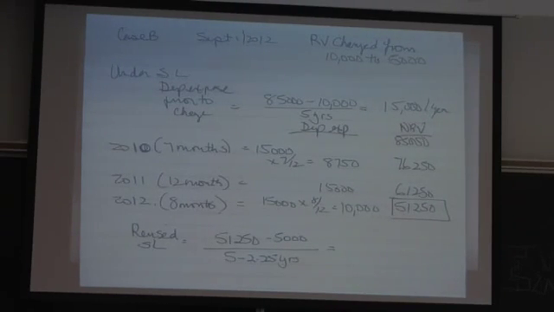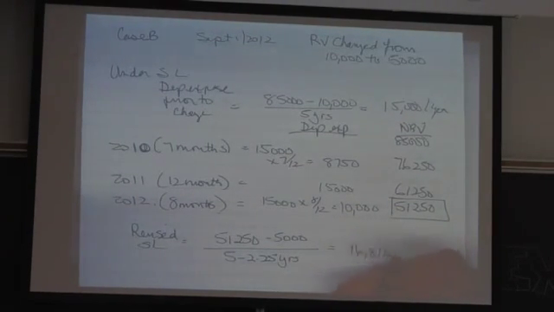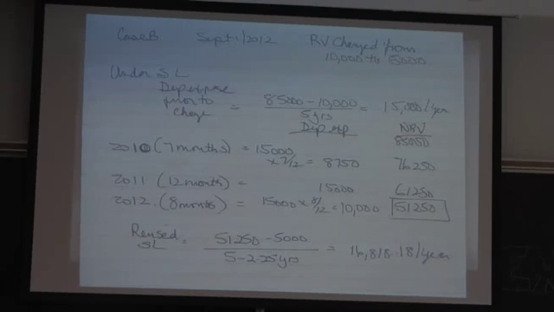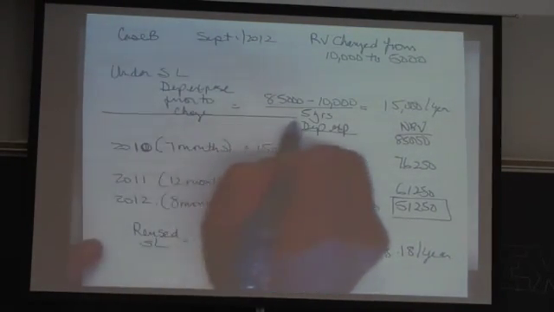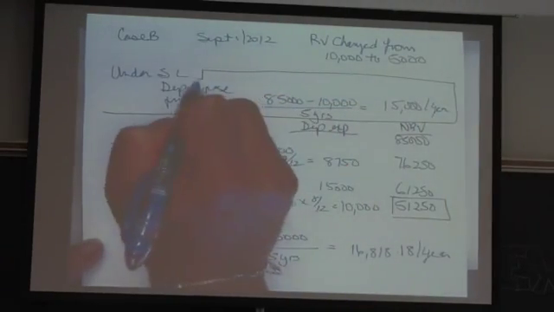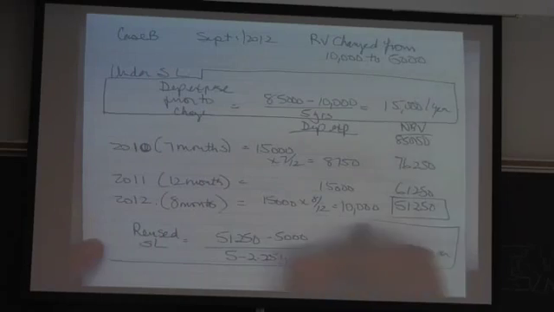Okay, so it's going to be the amortization expense. The yearly is 16,818.18 per year. Okay, so let me just double check that number. Okay, so that's right. 16,818. So this is the depreciation prior to the change, and this is the depreciation after the change.